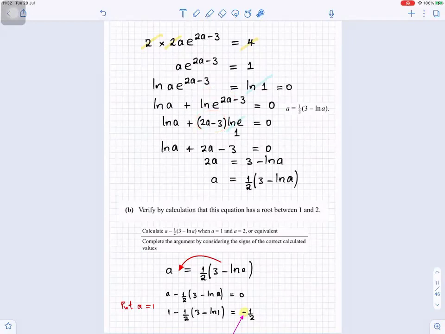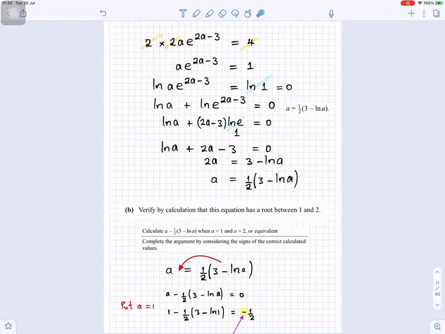ln e is equal to 1. So ln a plus 2a minus 3 equals 0. So take 3 to the right, it becomes plus 3. Take ln a to the right, it becomes minus ln a. So 2a equals 3 minus ln a, and you divide by 2. It becomes a half of brackets 3 minus ln a, which is what you're required to show.